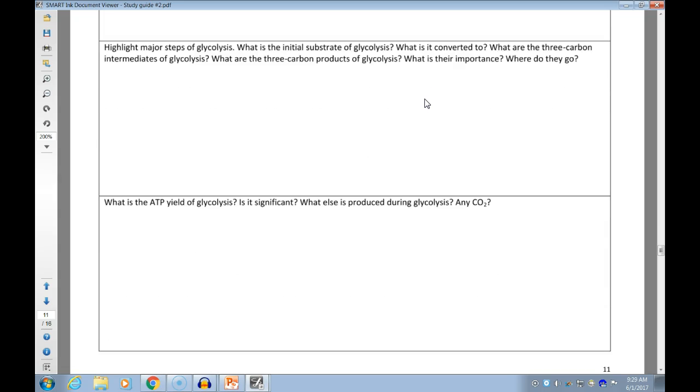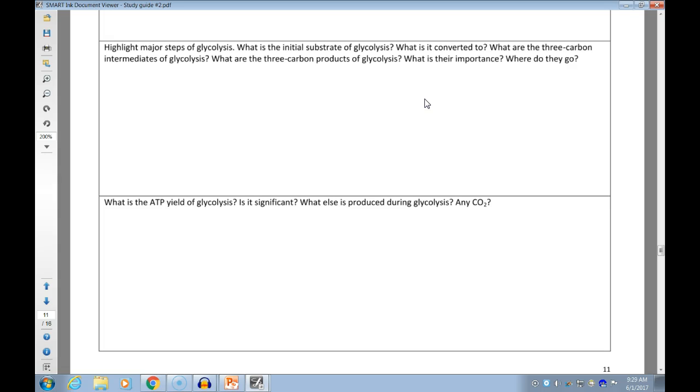Glycolysis. You went through this so many times. Things that we discussed in the class. I will not go beyond that. But I expect you to know that. So don't try to convince me that CO2 is produced during glycolysis. It is not. Okay.